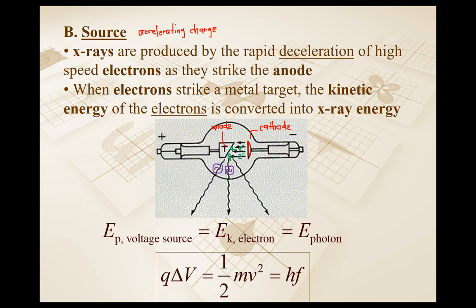I can break this equation down a little bit, because what's the potential energy from the voltage source? Well, it's Q times delta V. Again, we looked at that equation back in the electric forces and fields unit of study. The kinetic energy of the electron would be 1/2 mv squared. And the photon energy would just be h times f, or it could be hc over the wavelength, depending on whether you want to express it in terms of frequency or wavelength.